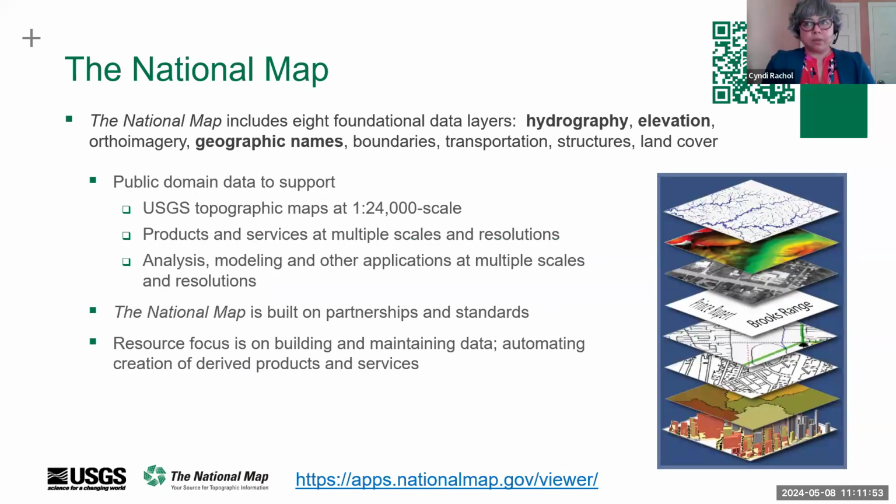So first up in this whole suite is The National Map. The National Map includes 8 foundational data layers, which are hydrography, elevation, orthoimagery, geographic names, boundaries, transportation, structures, and land cover. The layers listed in bold are the ones for which the USGS is the authoritative source. The remaining layers are built through partnerships and through standard streaming. Resources are focused on working with partners to build and maintain all of these data sets. Derived products and services, we generate those either automatically or semi-automatically.